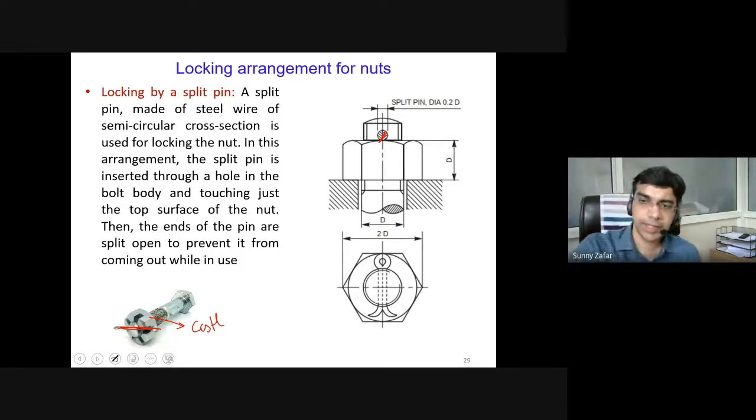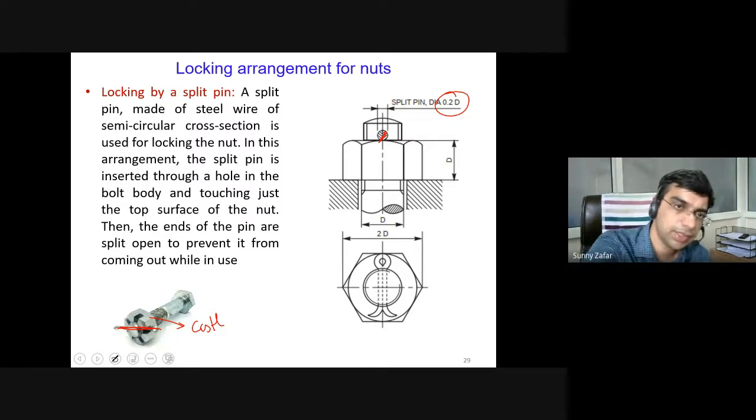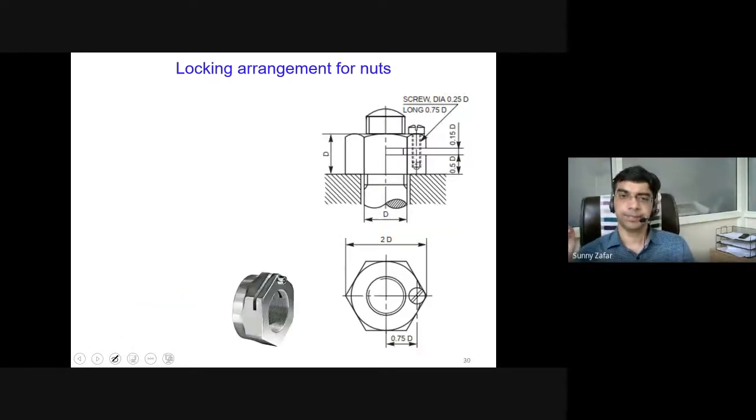The pin will have a diameter of 0.2 D, where D is the nominal diameter of the bolt. The split pin is passed through this hole, and then the split pin is deliberately split up so that it locks it up. You have to split it so that you lock up, and this will prevent the bolt from coming out under the influence of vibration. This arrangement is known as the split pin arrangement.